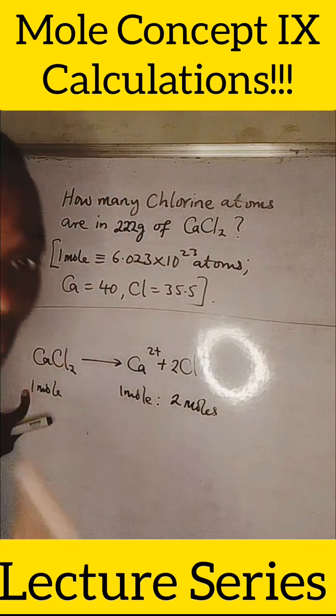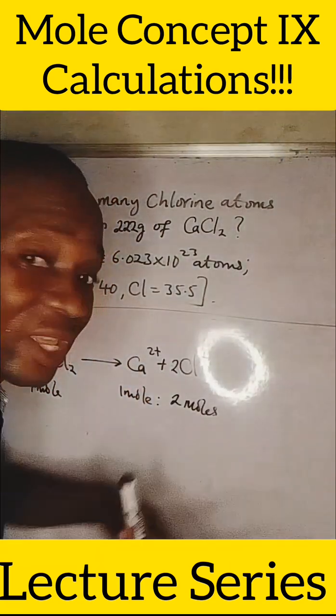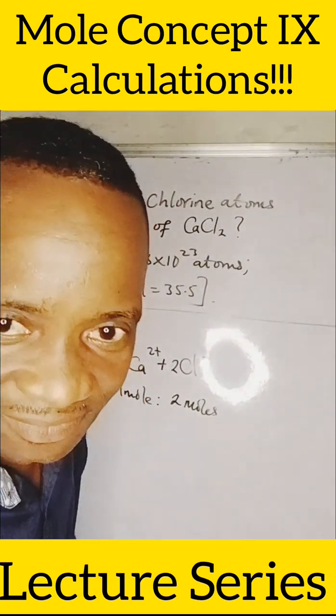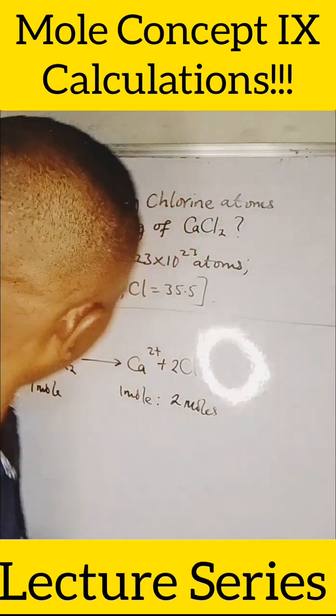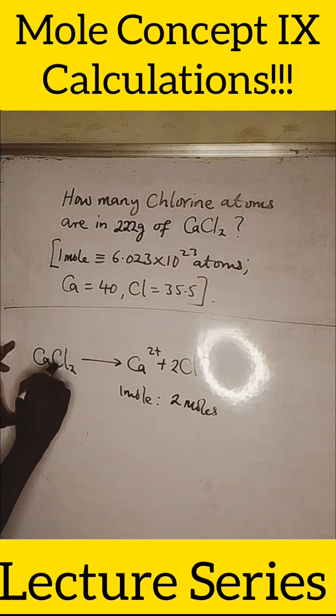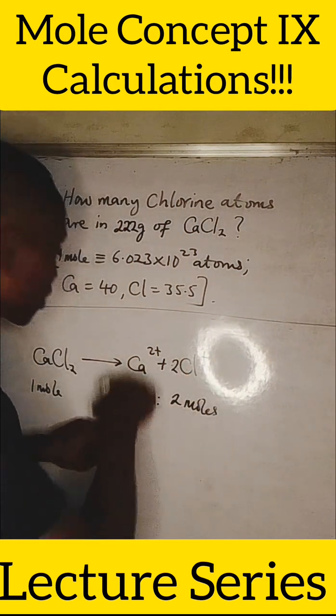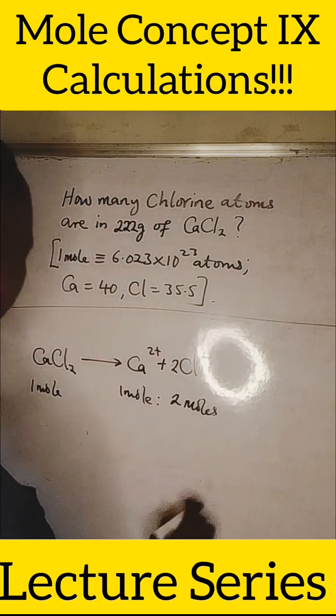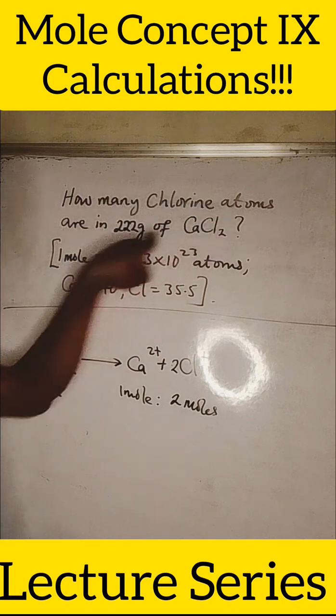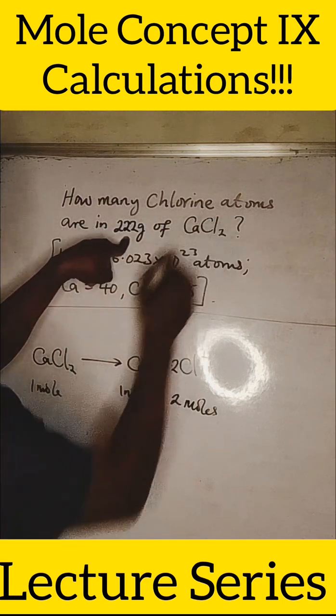No. A mother will give birth, and at the end of the day, when you weigh the children of the mother, you see that the weight of all the children will be greater than the weight of the mother. This is 1 mole of calcium chloride, producing 1 mole of calcium, 2 moles of chlorine. Having known this, they are asking how many chlorine atoms are in this gram of calcium chloride.